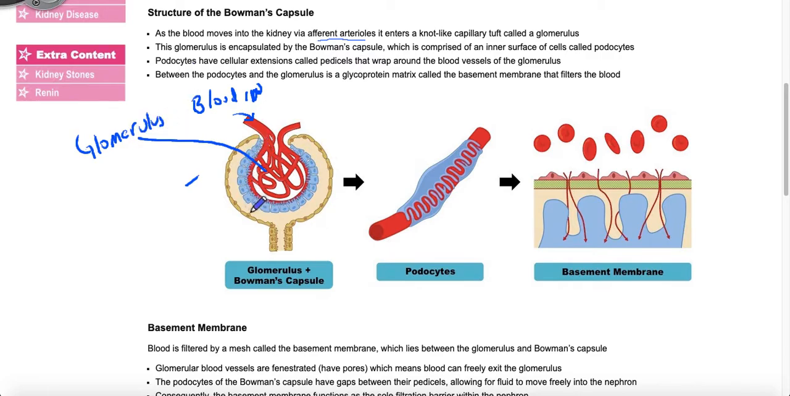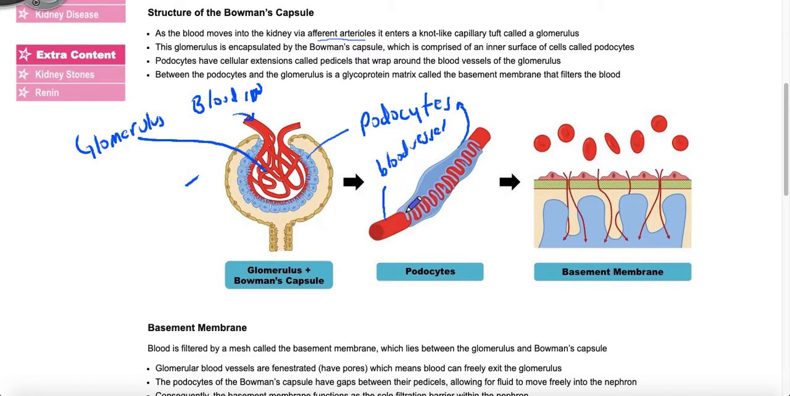Now, the glomerulus is surrounded by the Bowman's capsule, and within the Bowman's capsule, you have this layer of cells called podocytes right here. So these cells right here are called podocytes. And then these podocytes have additional extensions that allow them to wrap around the blood vessel. So here's the blood vessel, and here are the extensions of the podocytes just wrapping around that blood vessel.